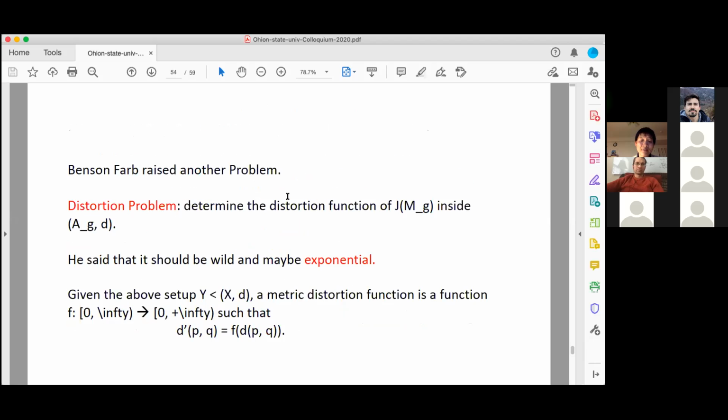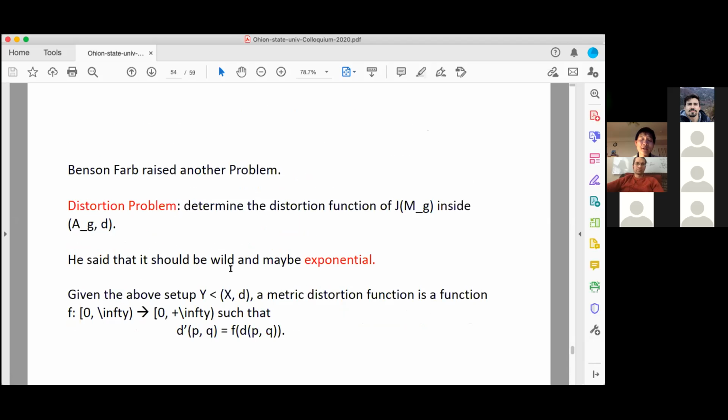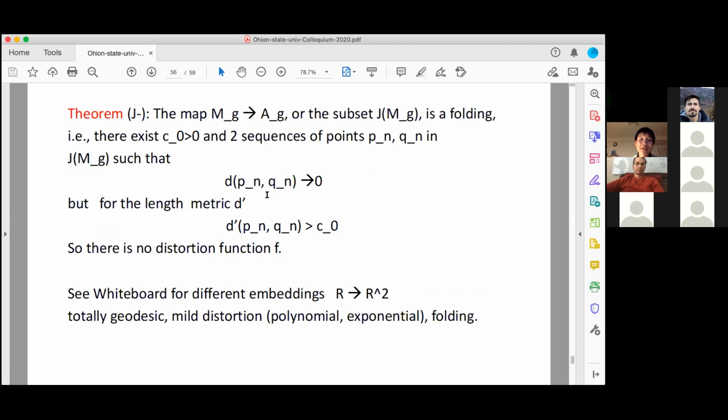So this ratio measures the distortion. So in this case, the ratio goes to infinity. So there is no distortion function. Okay, so let me show you some pictures of several kinds of distortion.